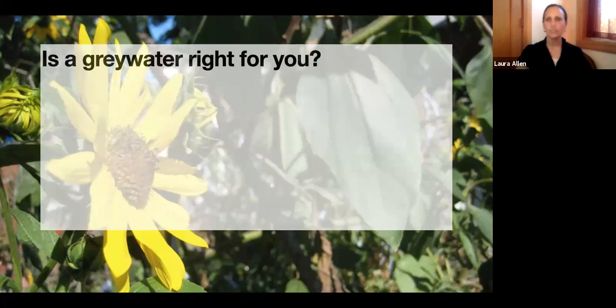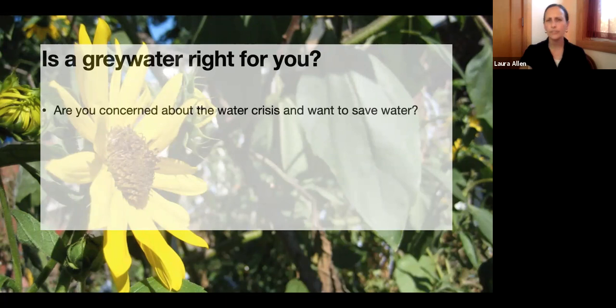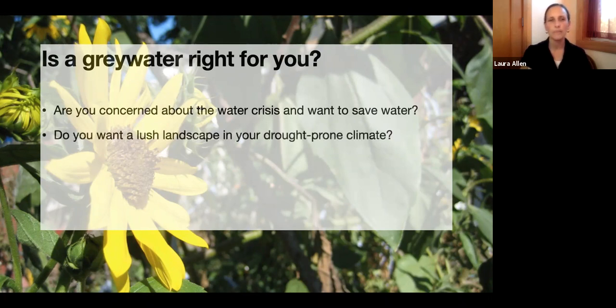And just to orient you to thinking about whether Greywater is going to work for you: it's a tool in the toolbox, so it's not necessarily the right thing for everybody in every situation. But if you're concerned about the water crisis and you want to save water, Greywater is a new source of water that's typically under- or unutilized in a home. So it can really help with acute crises and also long-term droughts or shortages. And if you want a lush landscape in your drought-prone climate, it can be a great option.